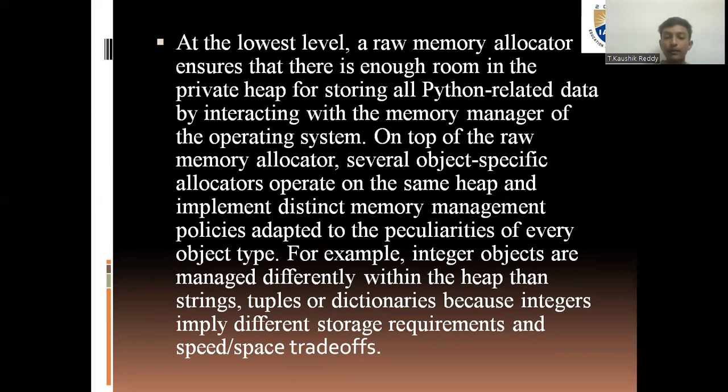On top of the raw memory allocator, several object-specific allocators operate on the same heap and implement distinct memory management policies adapted to the peculiarities of every object type. For example, integer objects are managed differently within the heap than strings, tuples or dictionaries, because integers imply different storage requirements and speed or space trade-offs.